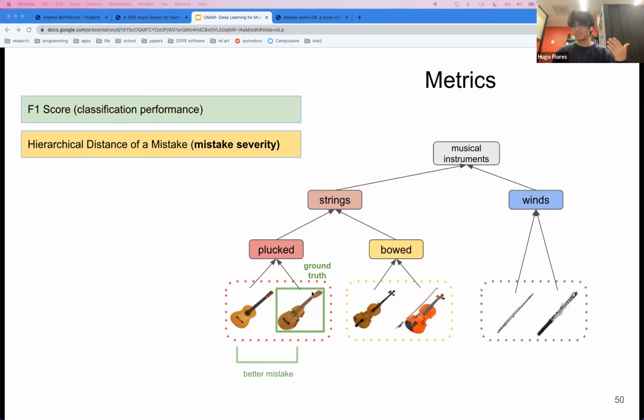Because sometimes I'll listen to a Puerto Rican cuatro and maybe go, oh, that's a 12-string guitar, and it's a reasonable confusion because they sound really similar. A worse mistake would be confusing the Puerto Rican cuatro for a flute, and we're trying to measure that because models that make less severe mistakes are probably more likely to be trusted by users of the interface if they see that the mistakes the model makes make sense in a way.